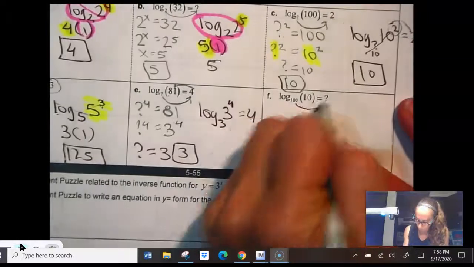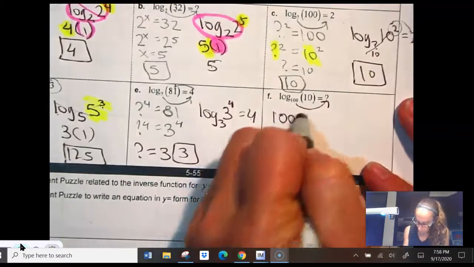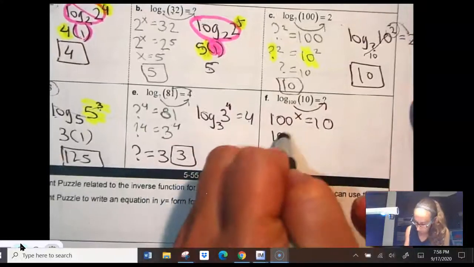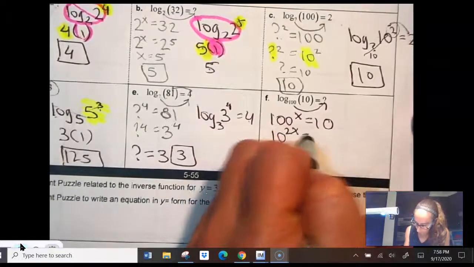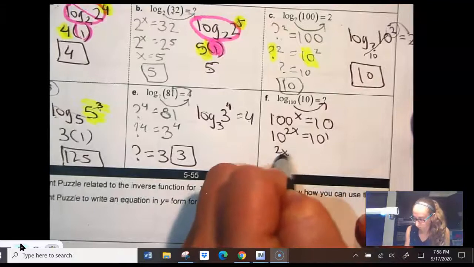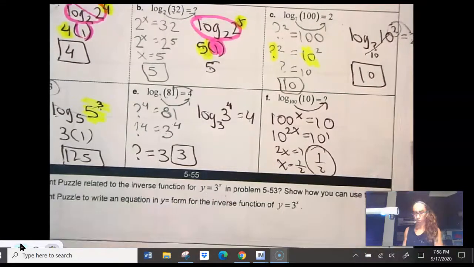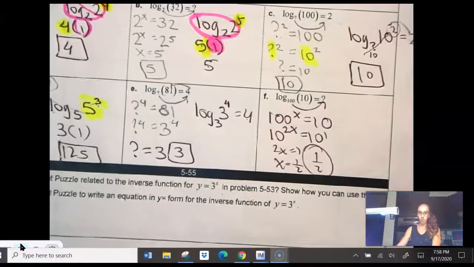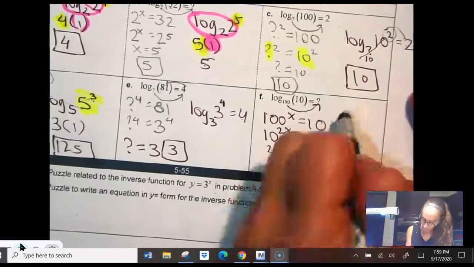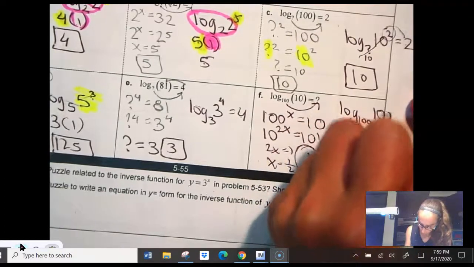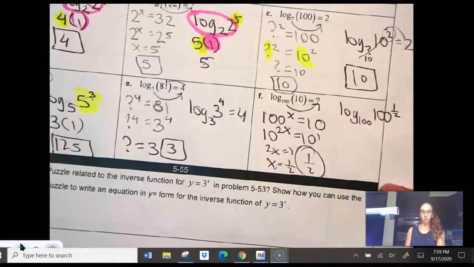Okay, let's do the last one on the page. And let's go, okay, 100 to the what equals 10. Okay, they have to have the same base. 10 squared to the x equals 10 to the first. 2x equals 1. X equals 1/2. So it's just 1/2. Another way to look at it is, okay, this is log 100, 100 to the 1/2.